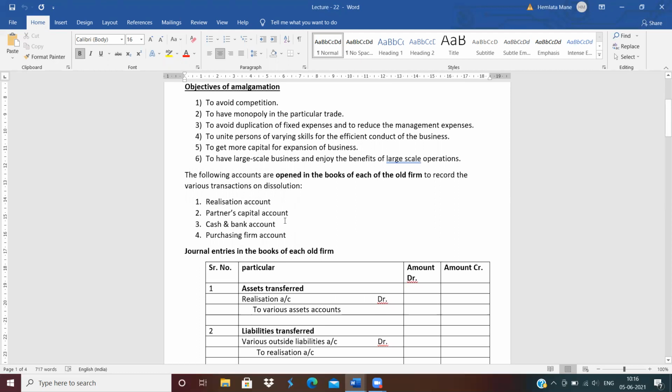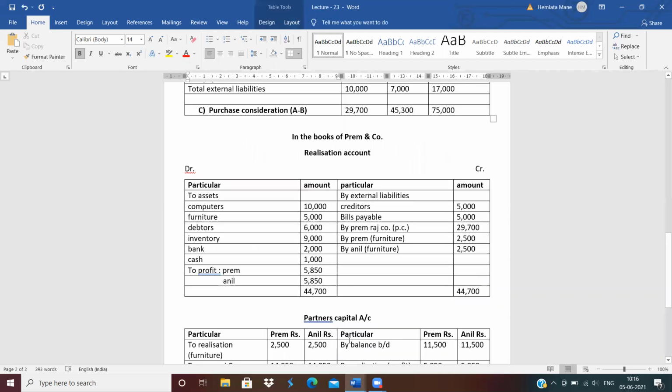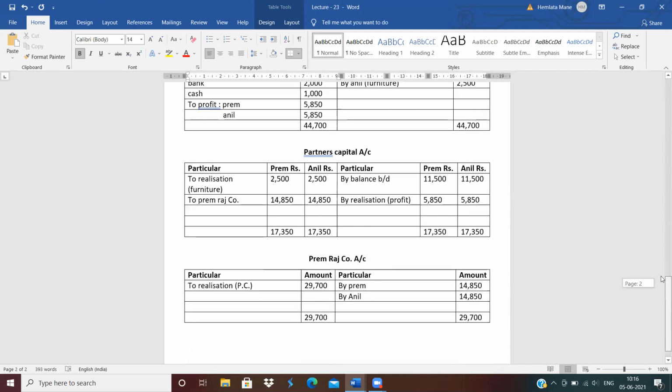No adjustment is given regarding the cash and bank account, so here we do not prepare the cash and bank account. If the adjustment were like this, furniture was sold in the market at some rupees, then we could prepare the cash and bank account, but no adjustment is given, so we do not prepare it. And next is the purchasing firm, that is the new firm's account. So here we prepare the realization account, next the partners' capital account and the new firm account.